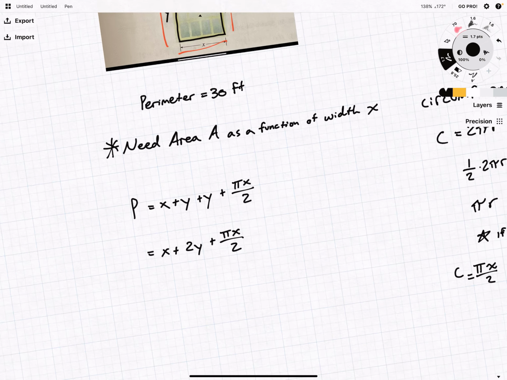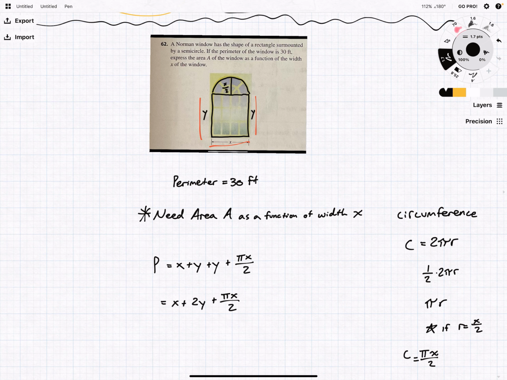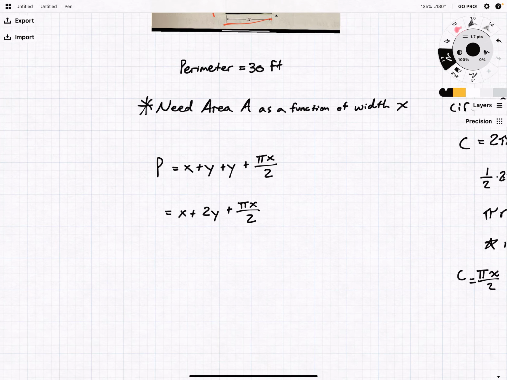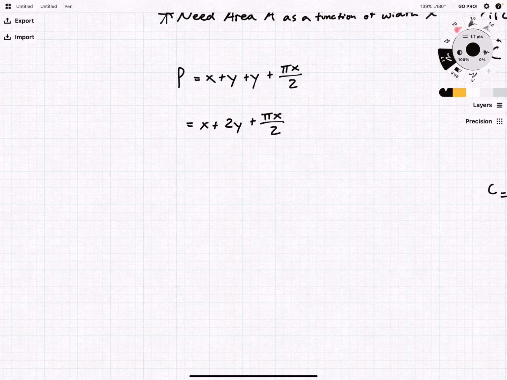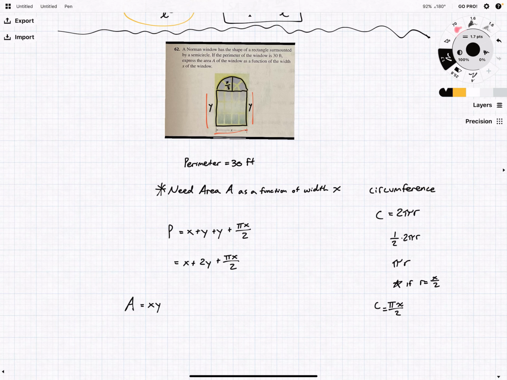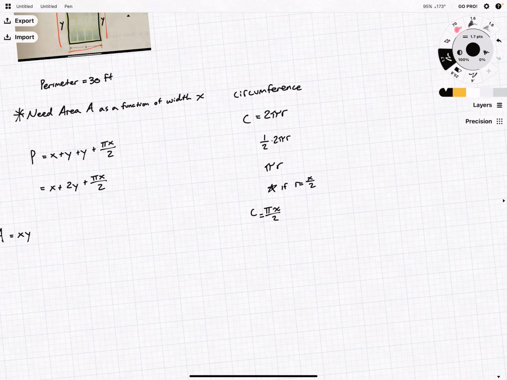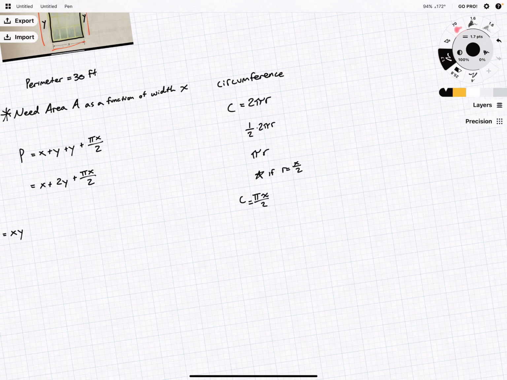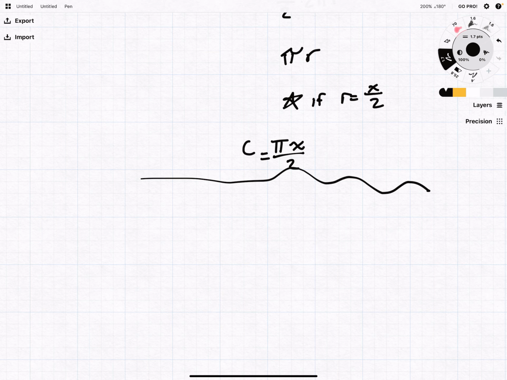So the area of this, well, the area of any rectangle is going to be length times width. So the area A is going to be equal to x times y. And well, what's the area of a circle? I'll draw that down here. So area of a circle is area A equal to pi r squared.